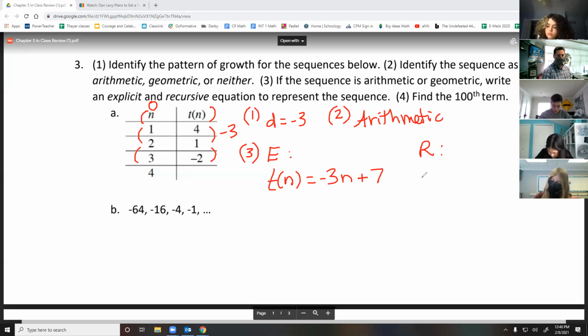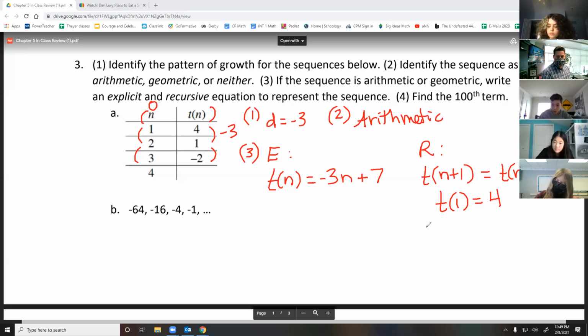R for recursive means what is the next term in line? This is pretty basic. The next term in line is the current term plus your common difference, or take away your common difference. And you also need to list the first term, which would just be 4. So that's number 3, both equations.